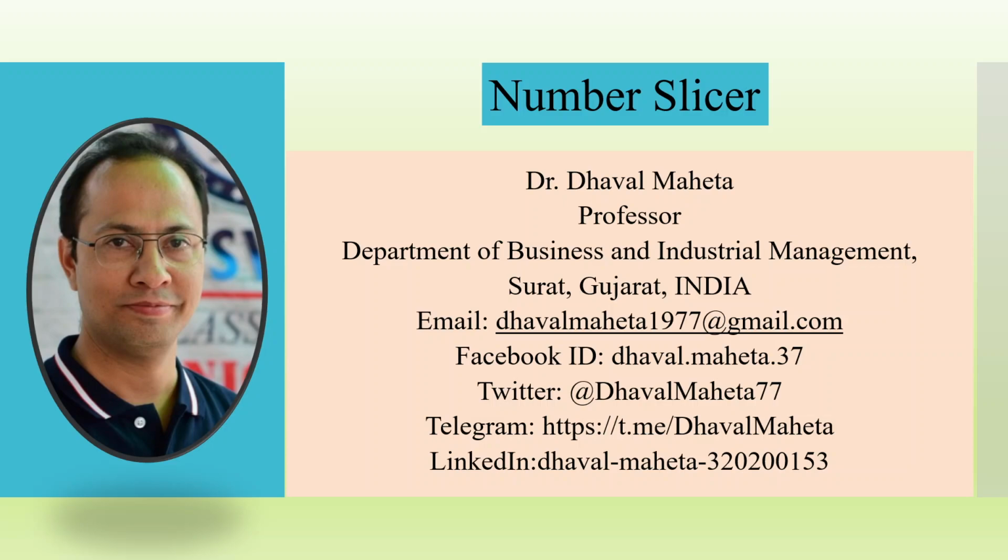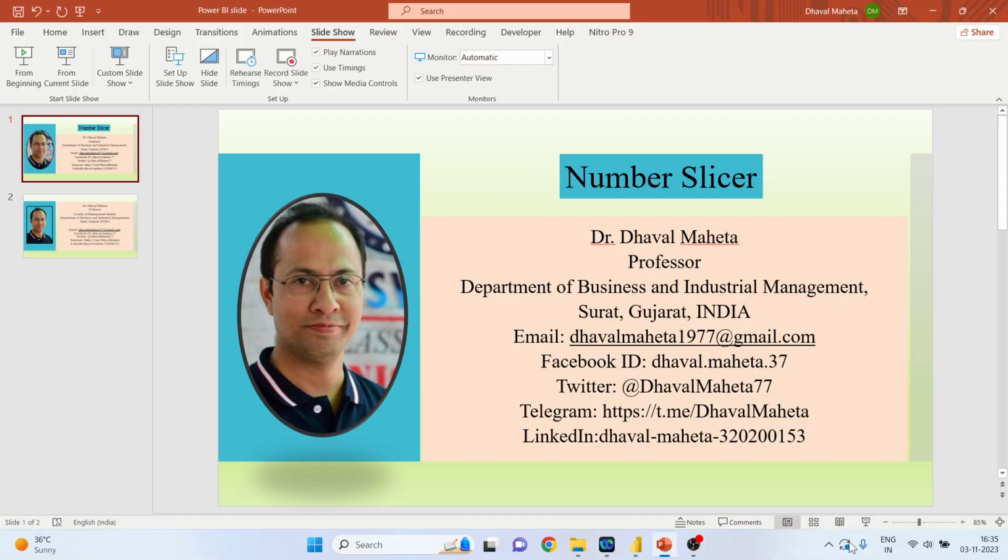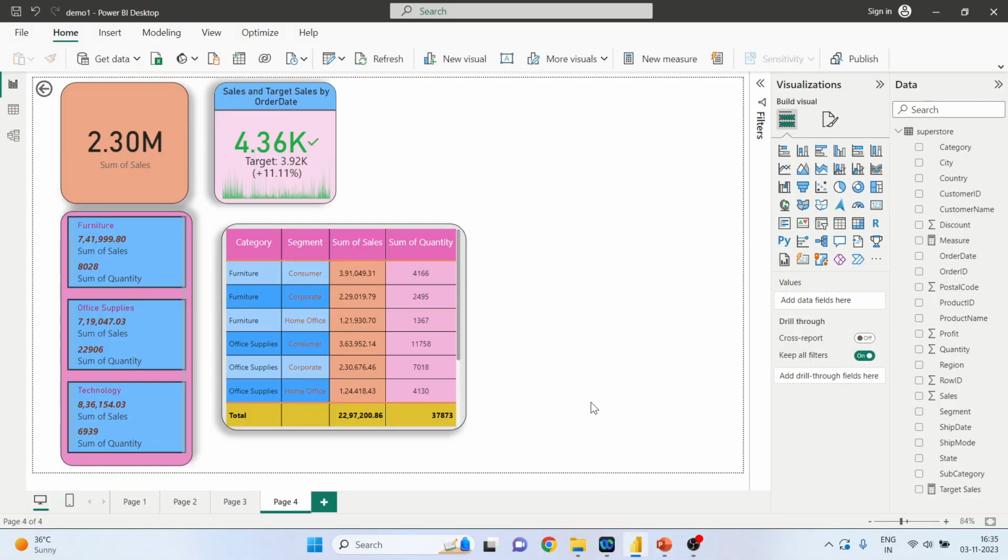This is Dr. Dhaval Maheta, and today we will understand how to create a number slicer in Power BI. To create a number slicer, we will go on the canvas of Power BI. We will activate the slicer from here, and we will select quantity and drag it into the field.